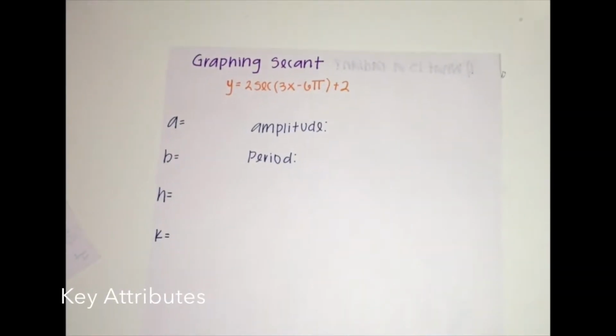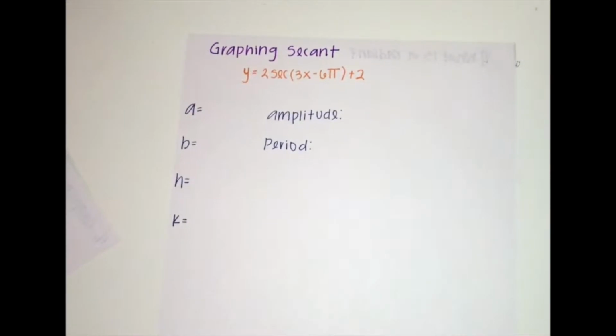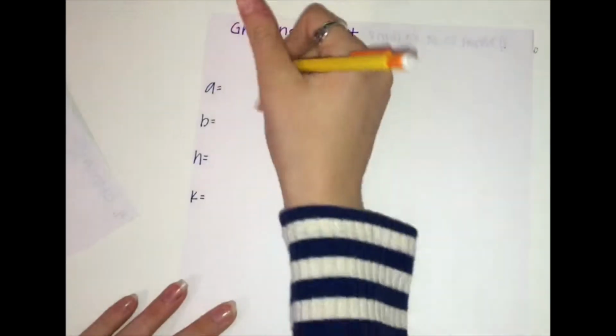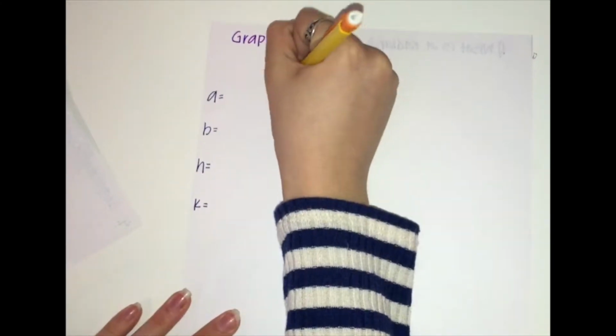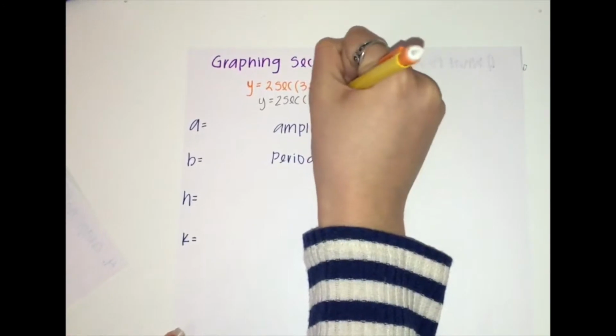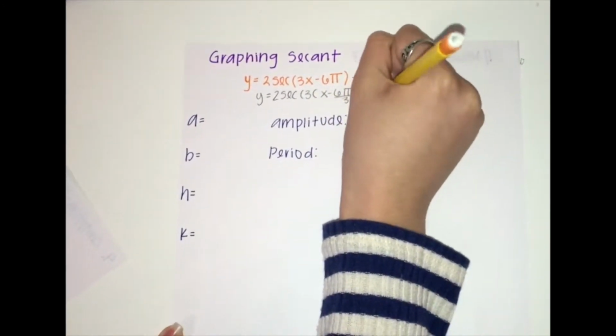Alright, so we're going to be graphing a secant graph with the equation y equals 2 secant times 3x minus 6 pi plus 2. Before we do anything, we're going to rewrite it, and it's going to look like y equals 2 secant times 3 times x minus 6 pi over 3 plus 2.